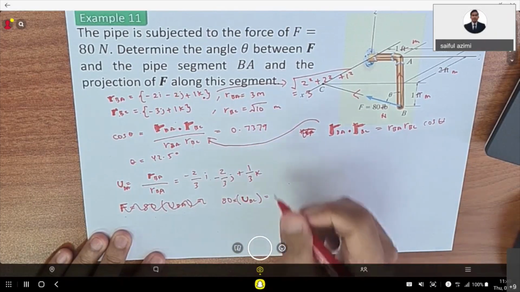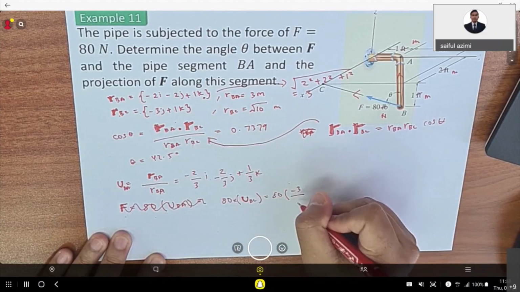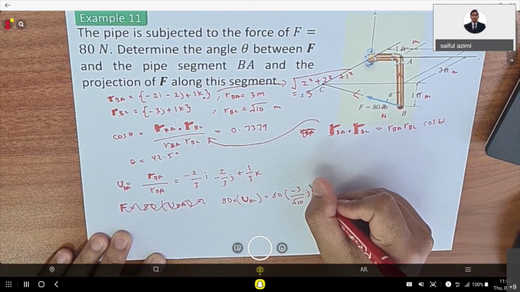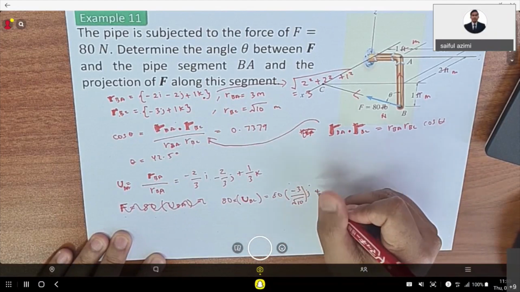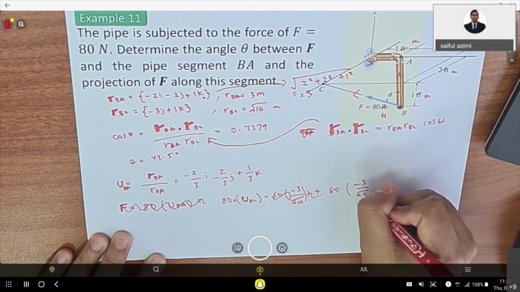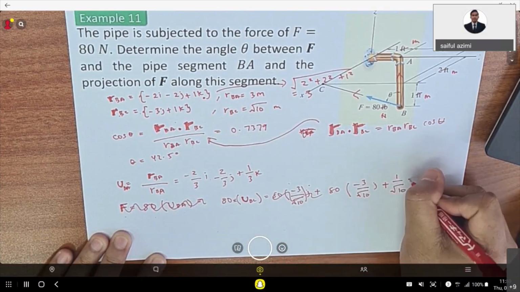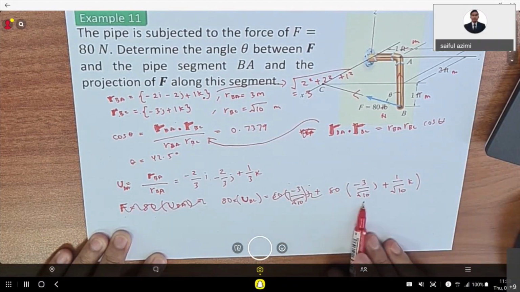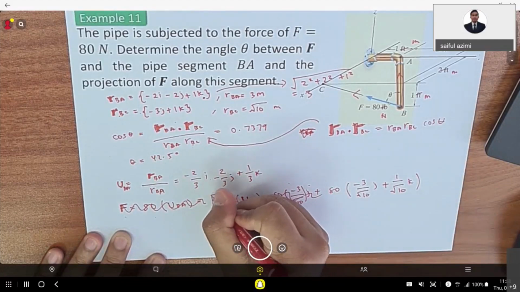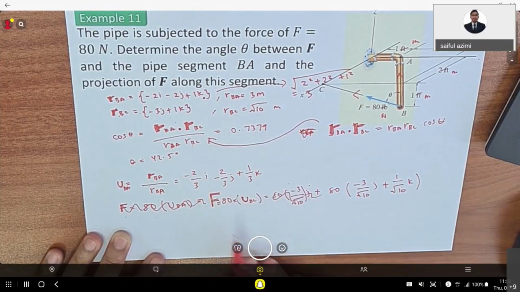So 80 multiplied by negative 3 over square root 10 j plus 1 over square root 10 k. So you can get the answer here for the force.